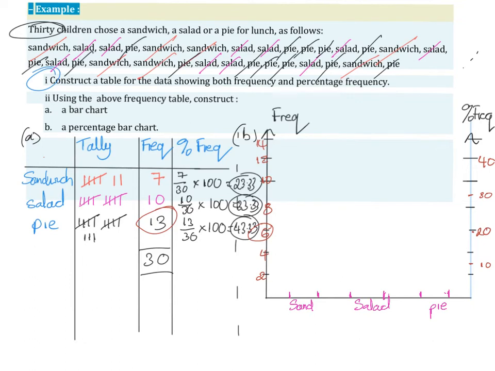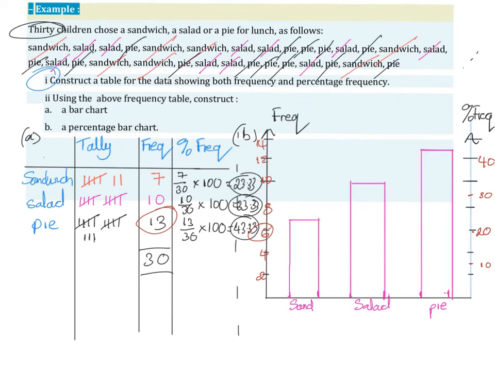So let me put the bars in for you. So we know that there are 7 sandwiches, so the bar needs to go up to 7 on the frequency side, and you can see there that you could read off 23.3 on the right hand side for percentage frequency. All right, let's finish this off. So the other 2 there were the salad. I had to go up to 10 on my frequency, and we knew that that was about 33.3, which looks about right. And then my pies, there were 13, so I went up to 13.